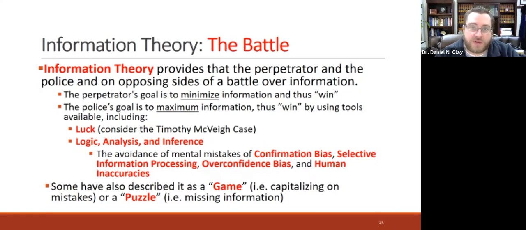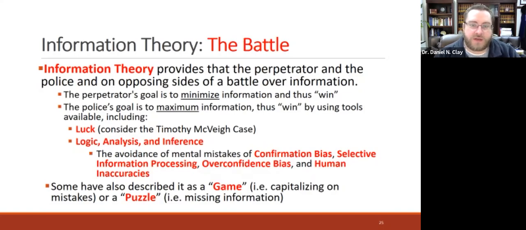Now, what the police do have more control over is logic, analysis, and inference, right? So police are trained to take the information that they received at the scene, the evidence that we're going to look at today, and process it logically, right? How did it get here? Not weird fantasies, not hypothetical situations, but realistically, logically, how did whatever this is get here? What does it mean? What does it point to, etc.? They can do analysis, right?